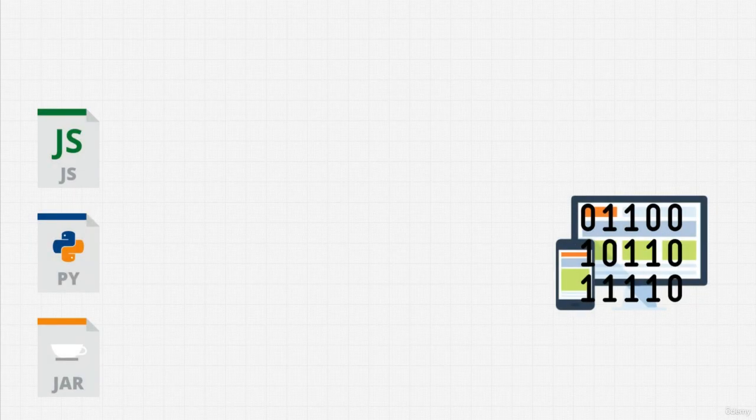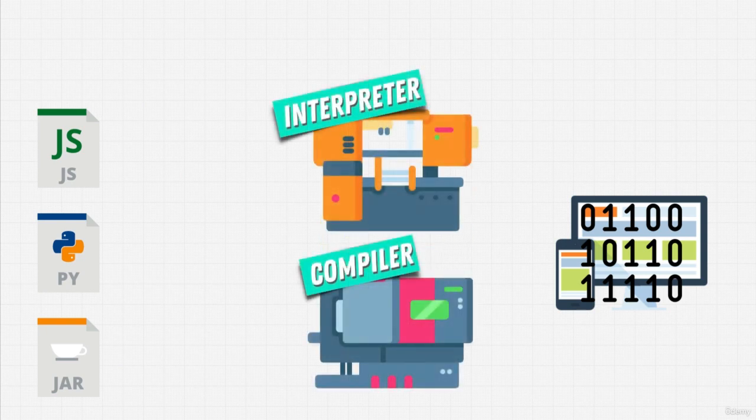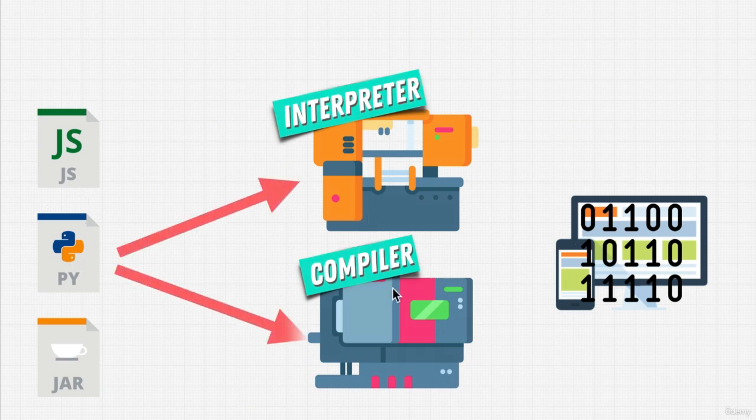Welcome back. We just learned what a programming language is. It's just a set of instructions that we give to a translator. And this translator can be an interpreter or a compiler. And we give these files that we create, our own code, our source code, to these translators. And they allow us to give instructions to machines, to computers, to phones.